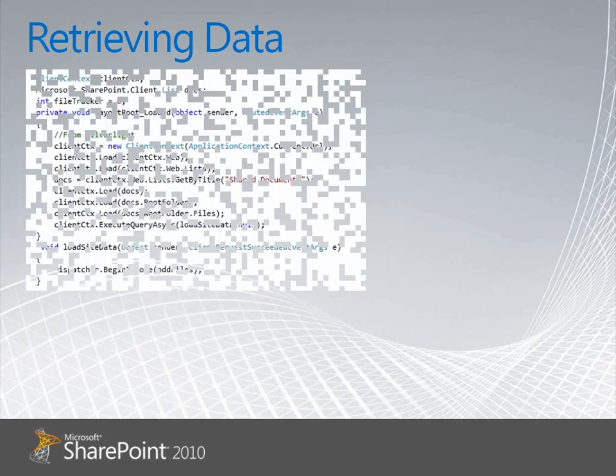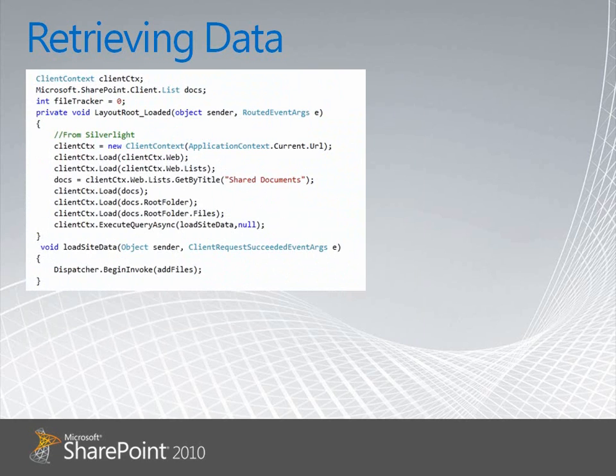In the next sample we actually start working with data, and the sample comes from a Silverlight application. We'll see that Silverlight application in a later demo. But first of all we have the client context object, and we have a list object called docs. And just for use in our code later on, we have an integer value called file tracker. Now as the Silverlight application loads, we work with the client context object again. This time in its constructor we pass in the URL for the current application context. So we are assuming that this Silverlight application is running in a SharePoint site.